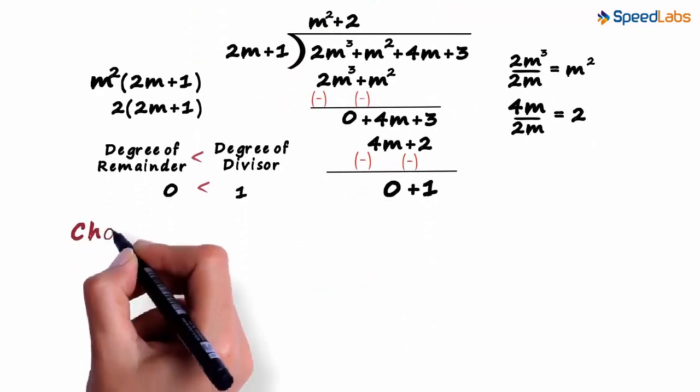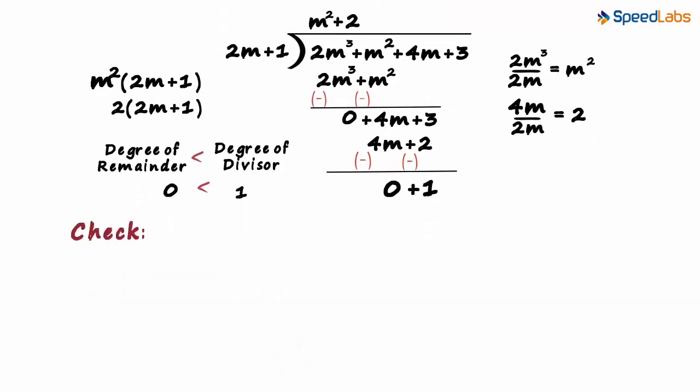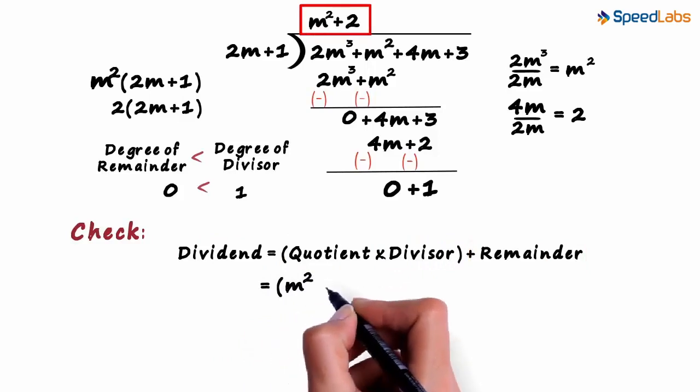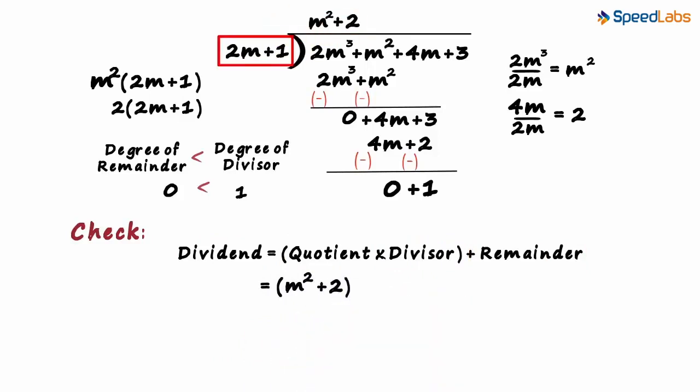But we still need to check if our division is correct. So we check using a general form. The general form says dividend equals quotient multiplied by divisor plus remainder. The quotient is m squared plus 2 and the divisor is 2m plus 1 and the remainder is 1.